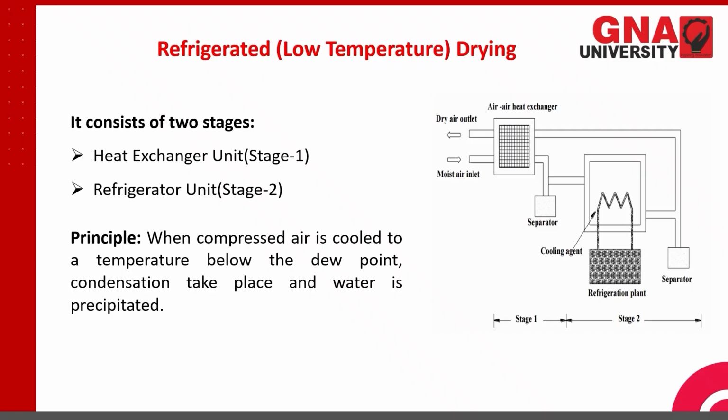So what happened? We again come back to the figure. After stage 1, it enters this refrigeration unit where this evaporator is there. We have the compressor there. It is a full refrigeration unit. The air gets further cooled here up to the dew point temperature, that is 2 to 5 degrees centigrade, a little above the freezing point. Now when this is done, the moisture present in the air gets condensed, and that condensed water will get deposited in the separator where it can be drained out.